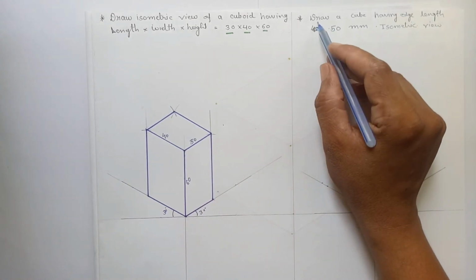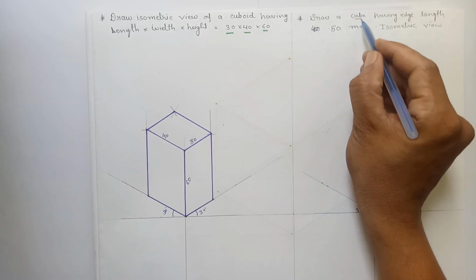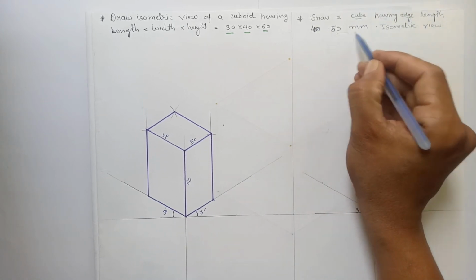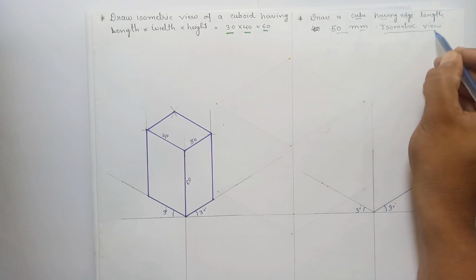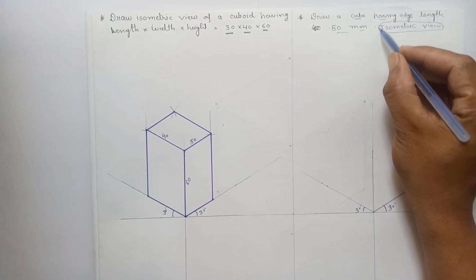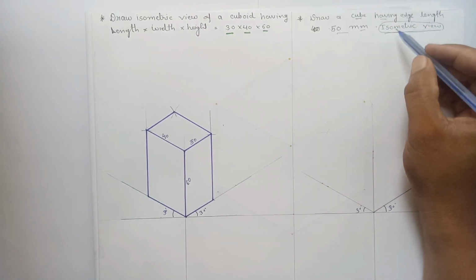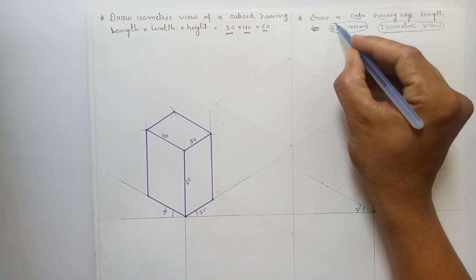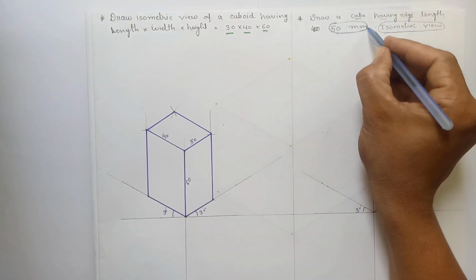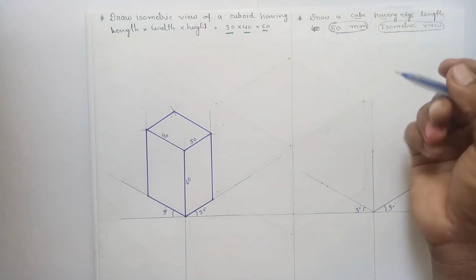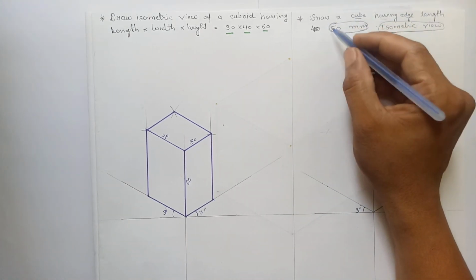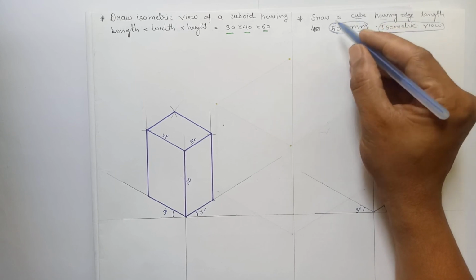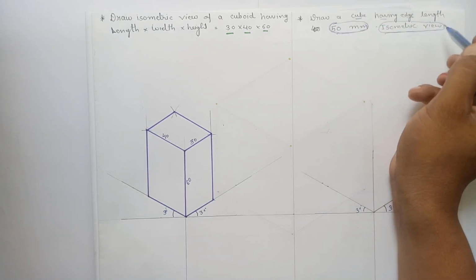Now let us complete this figure also. Draw a cube having edge length 50 mm, and we have to draw the isometric view of the cube. So we will use the actual dimensions of the object, not the isometric dimensions. So there isn't any requirement to find the isometric scale length of 50 mm because we are going to use the isometric view.